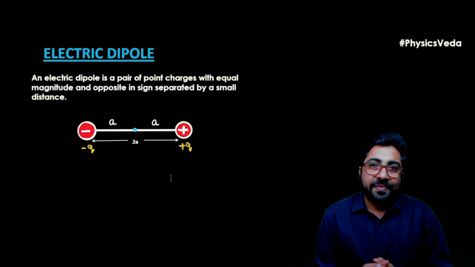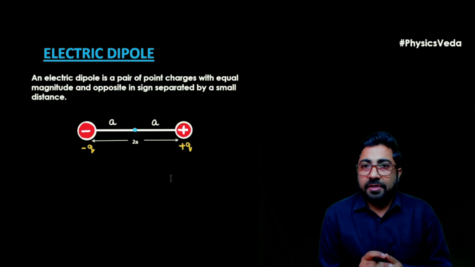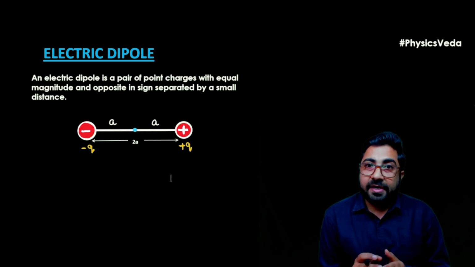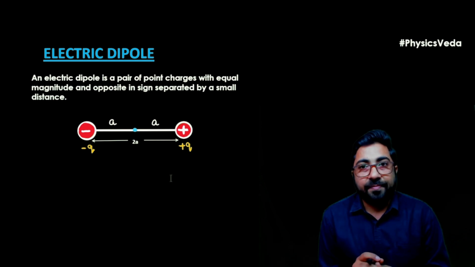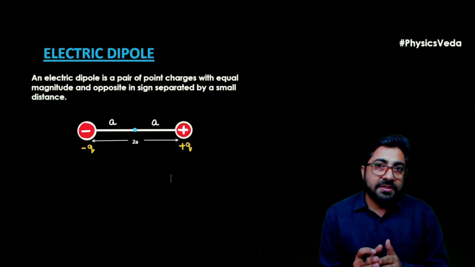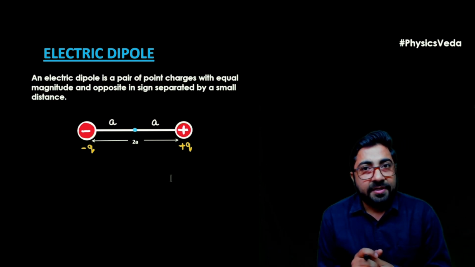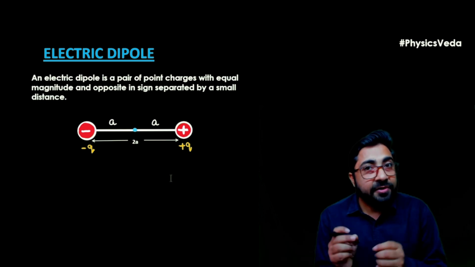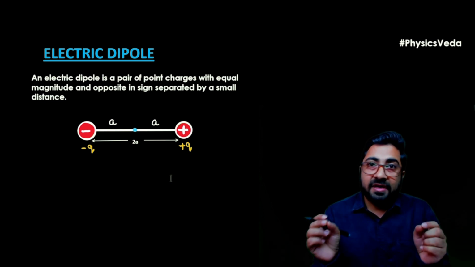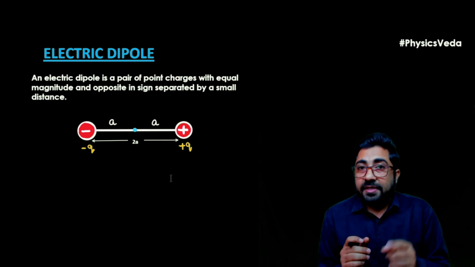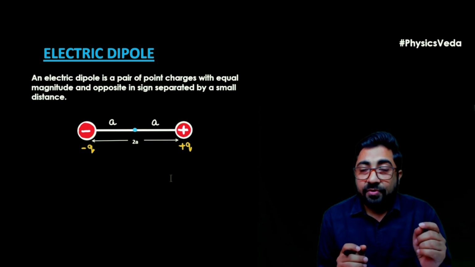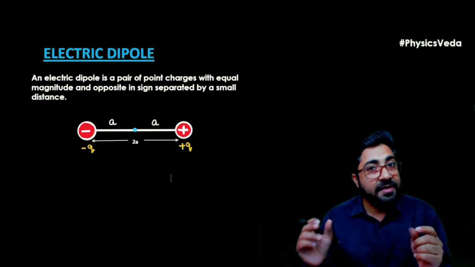Hello everyone. Today I would like to introduce one new topic, that is electric dipole. Electric dipole is a system of two charges. The charges are equal in magnitude but having opposite sign. It means if one charge is plus q, then another charge should be minus q.